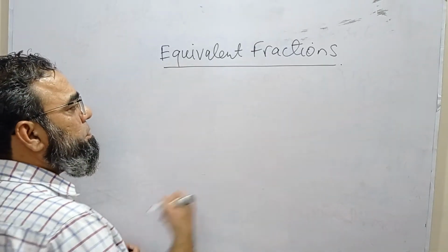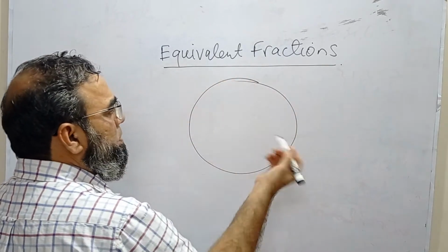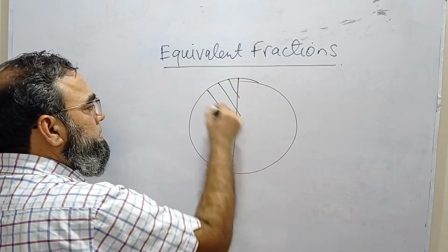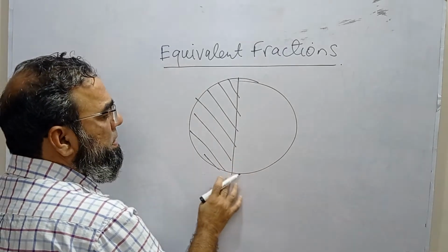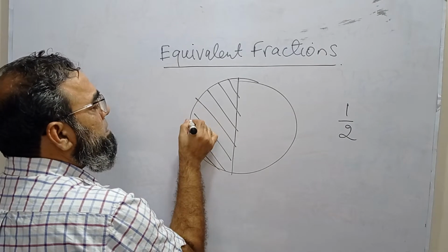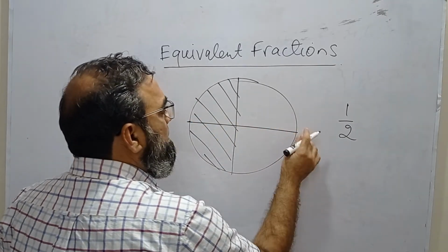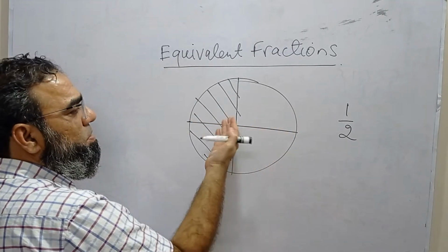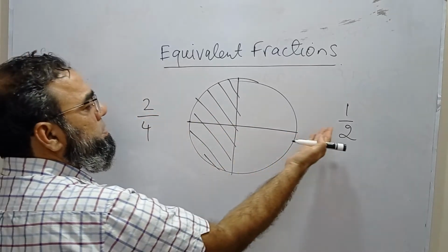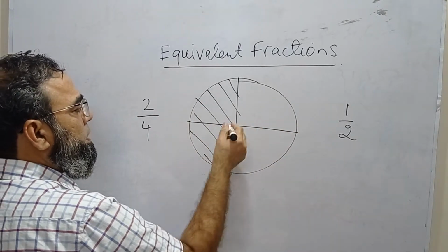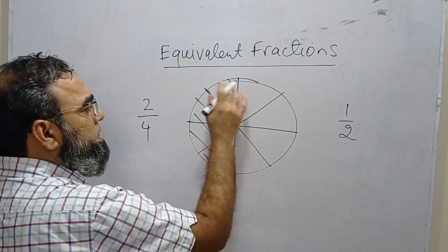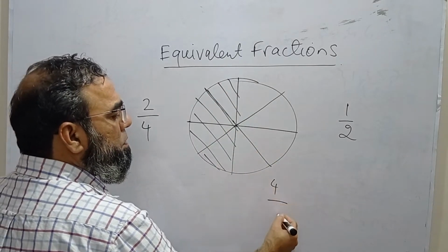For example, let's say that there is a cake, and I have divided it into two parts. Now the shaded part is showing a half. If I draw another line over here, now this shaded part is showing 2/4. So this is a half, this is 2/4. If I draw like this, now this shaded part is going to be 4/8.